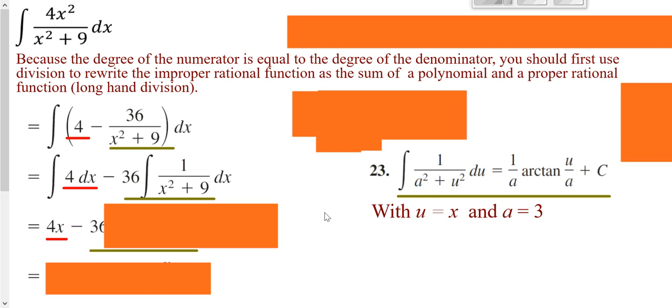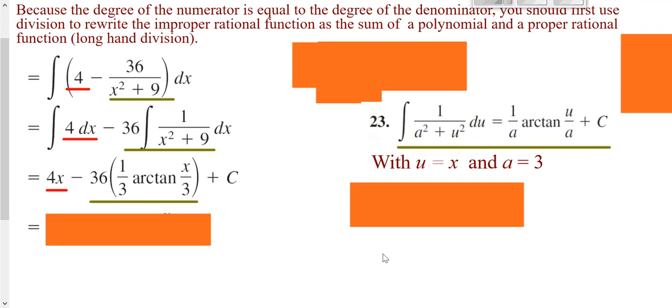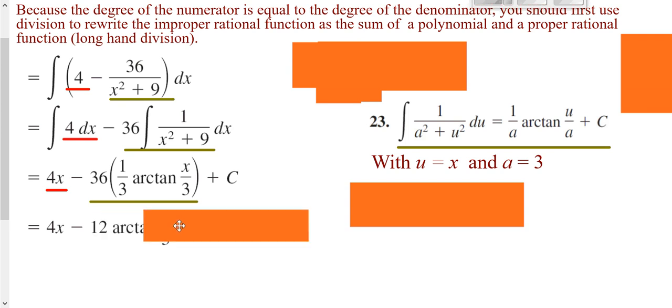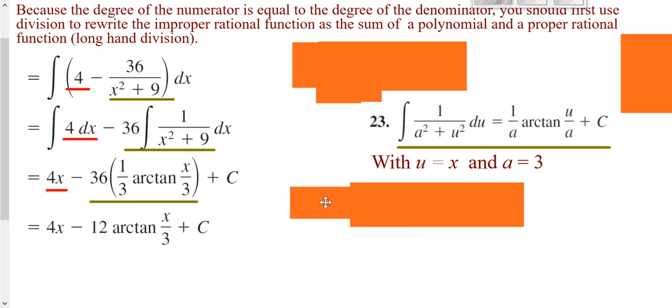So substituting in what u is, which is x, and a, which is 3, because this is a 3 squared for your 9, we end up getting this. So in other words, 36 times a third is 12. So you get your 4x from the beginning minus a 12 arctangent of x over 3 plus c. So just be aware, sometimes you have to use your table only on part of the problem.